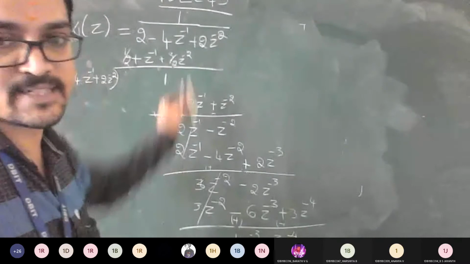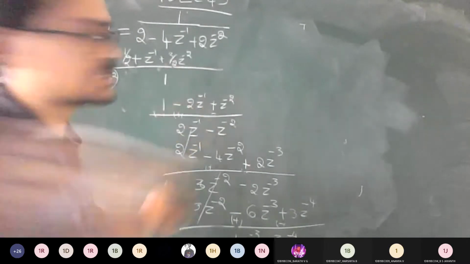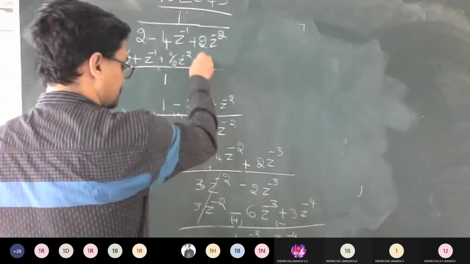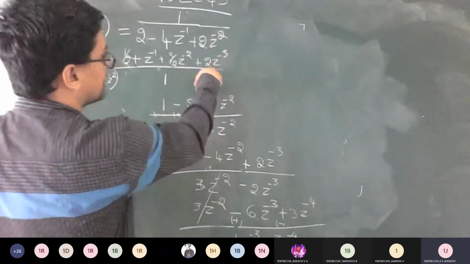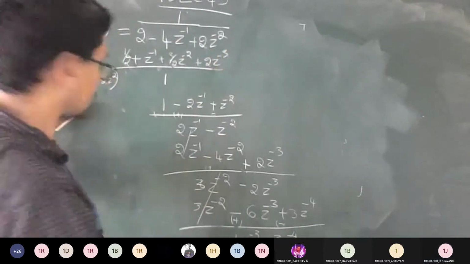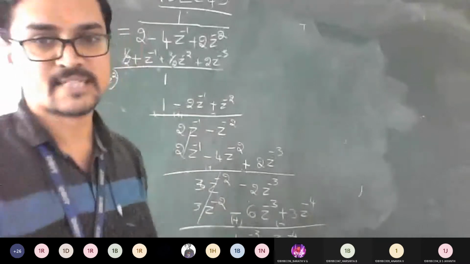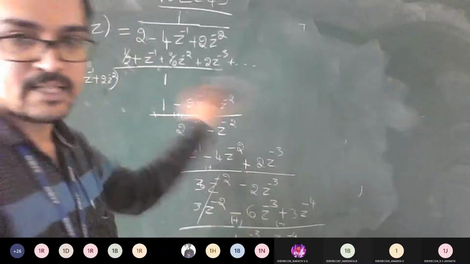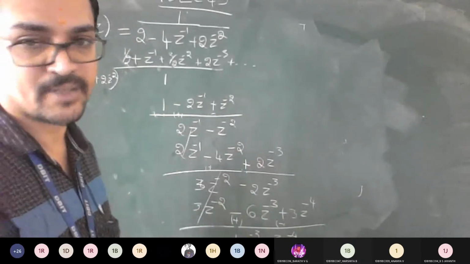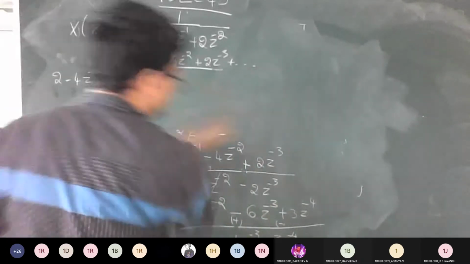So what is next? After 3 by 2, what can be given here? Plus 2 z to the power minus 3. If I multiply 2 z power minus 3 with respect to 2, I'm going to get 4 z power minus 3. So you can put plus and so on. Don't keep doing this forever. Give some 4 to 5 iterations, you can stop here. So now we have to conclude the answer.